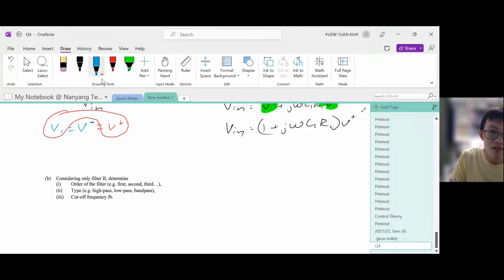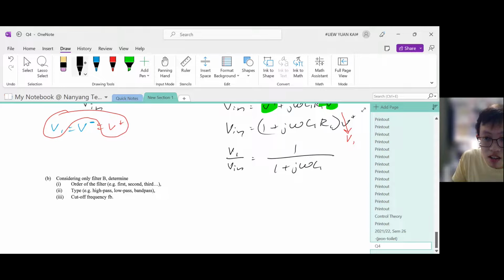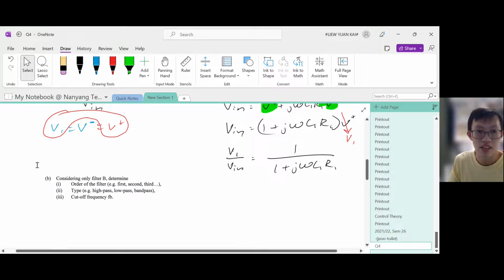So wherever we see V plus, we can replace it with V1. Okay, so I can replace this with V1. Then if I make V1 over V in the subject, I will get 1 over 1 plus j omega C1 R1. So this is our gain.